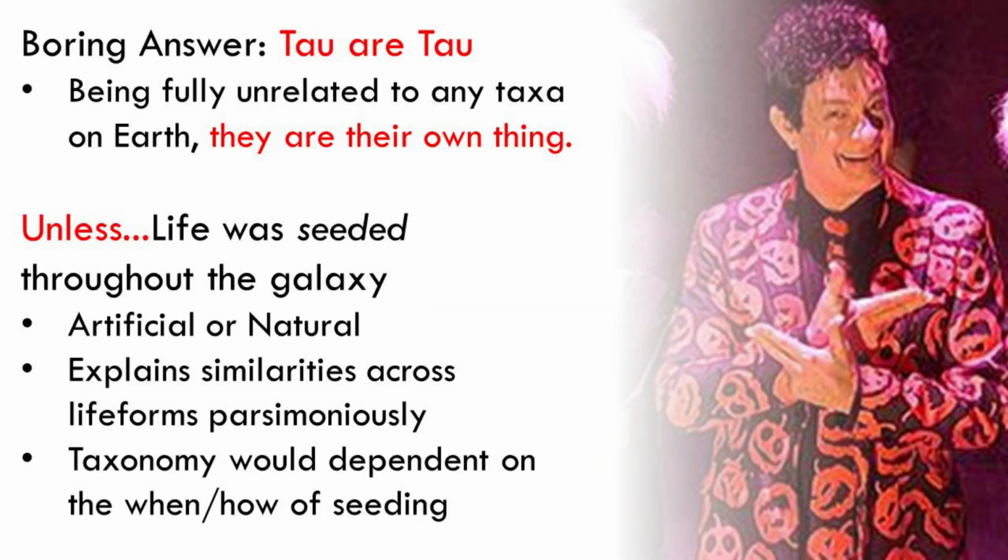So since Tau are divorced from evolution here on Earth, the real answer to our initial question of what are Tau is that Tau are Tau. They are their own thing, just like David asked about pumpkins. They are not related to anything on Earth, and so they cannot be fit into the taxonomy that we've established. We can't use words like cow or goat or fish or camel to describe them because they are their own thing. Unless they're not. Unless life was seeded throughout the galaxy, right?